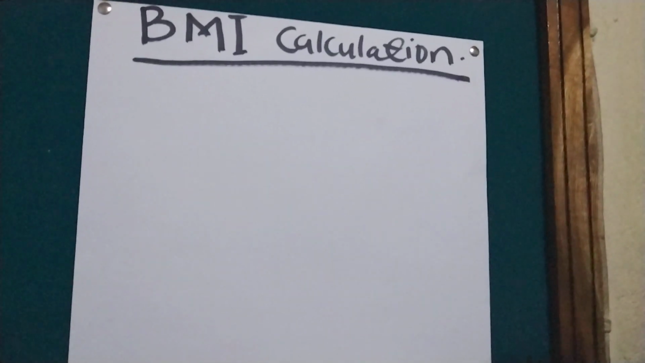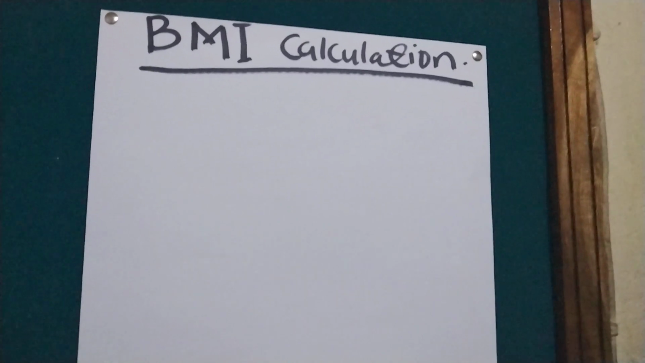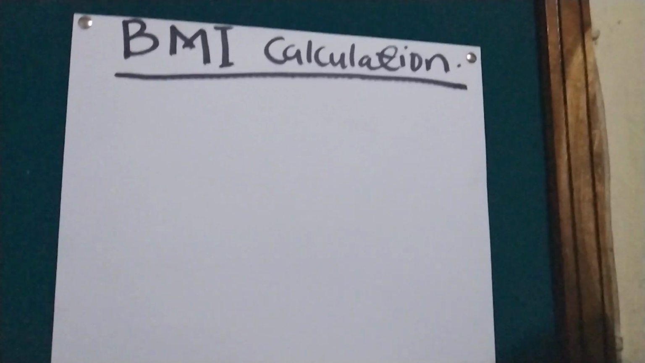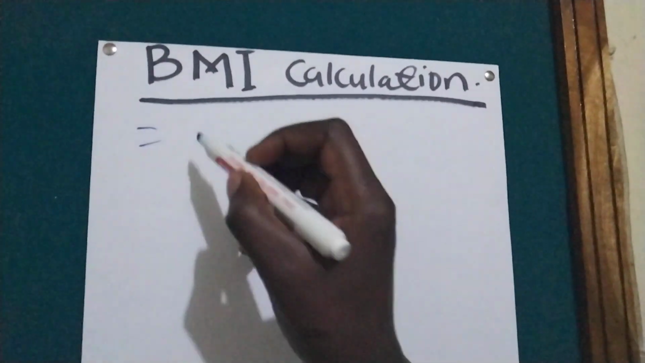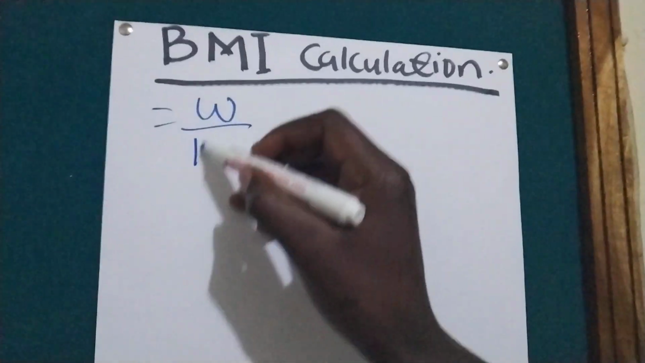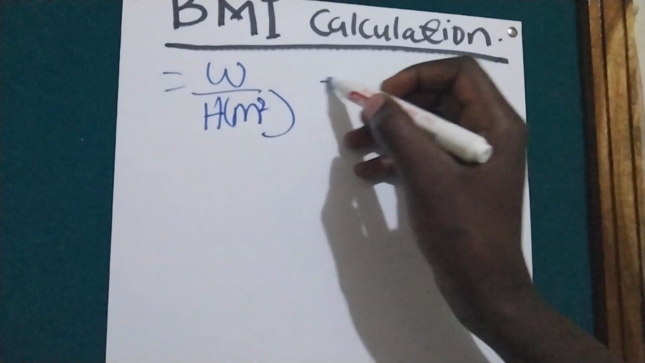Welcome back, guys. Today we are going to see how to calculate the BMI. BMI stands for body mass index, and the formula is we divide weight by height in meters squared.